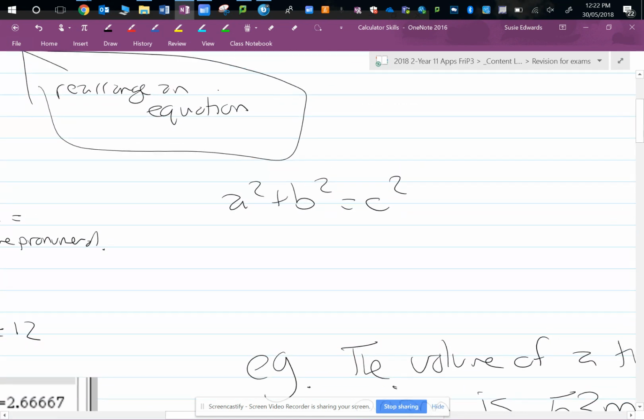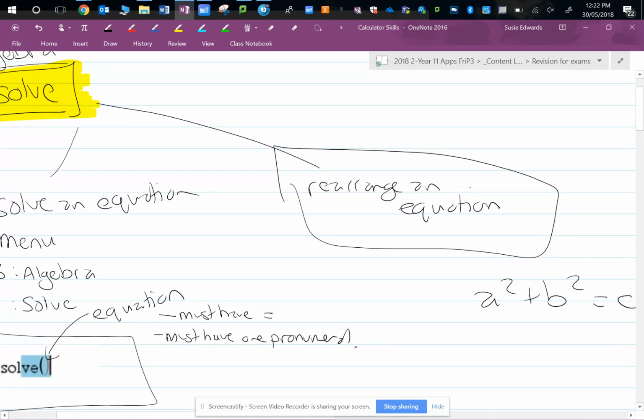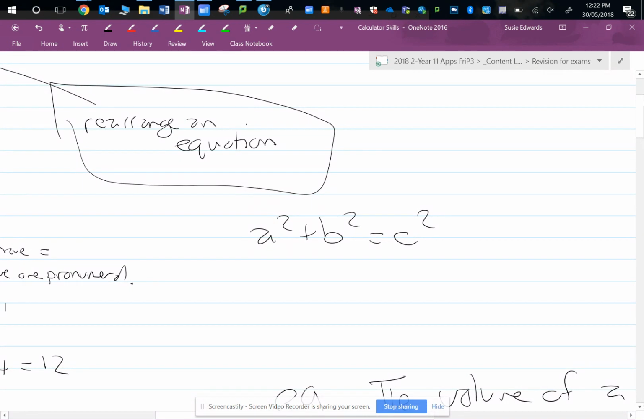Now, the other thing you can use solve for is to rearrange an equation. So see, I've got a squared plus b squared equals c squared there. What rule is that again? Pythagoras. That is the formula you get given in your formula sheet. You don't get the rearranged ones, the one with the square root sign, where it just has B equals, for a shorter side. So you might want to use your calculator to work that out.